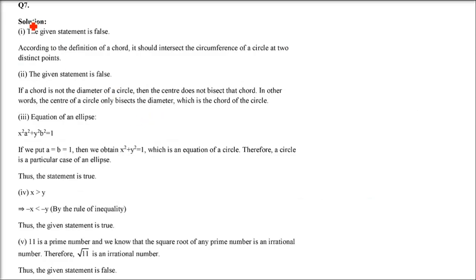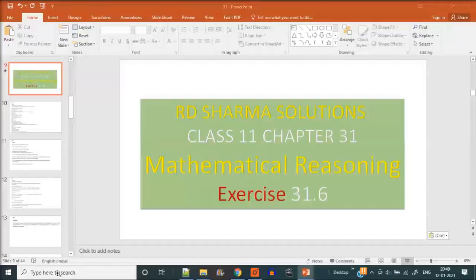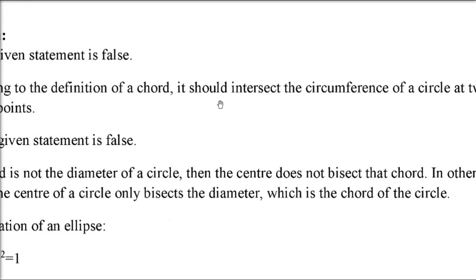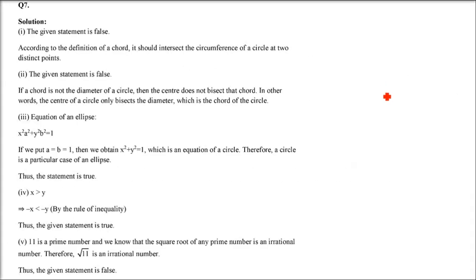Now question 7, which of the following statements are true and which are false? In each case, give a valid reason for saying so. You just have to give the reason here. One by one we are going to take. There are 5 subparts in all. The first one is, each radius of a circle is a chord of the circle. The definition of a chord is that it has to intersect 2 distinct points of a circle. So this is false. Radius doesn't do that.